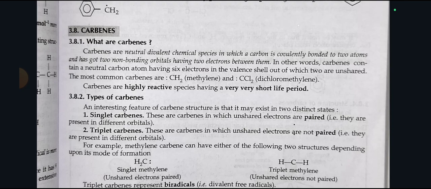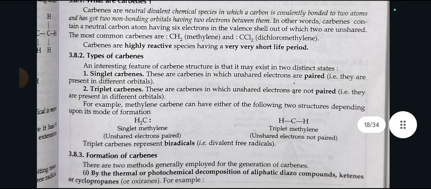3.8 Carbenes. 3.8.1 What are carbenes? Carbenes are neutral divalent chemical species in which a carbon is covalently bonded to two atoms and has two non-bonding orbitals having two electrons between them. In other words, carbenes contain a neutral carbon atom having 6 electrons in the valence shell, out of which 2 are shared. The most common carbenes are CH2, methylene, and CCl2, dichloromethylene. Carbenes are highly reactive species having a very short life period.